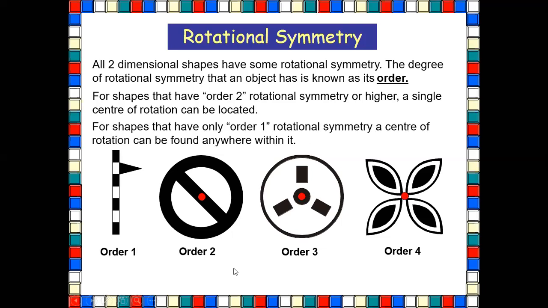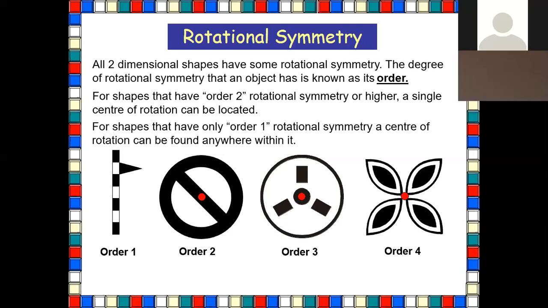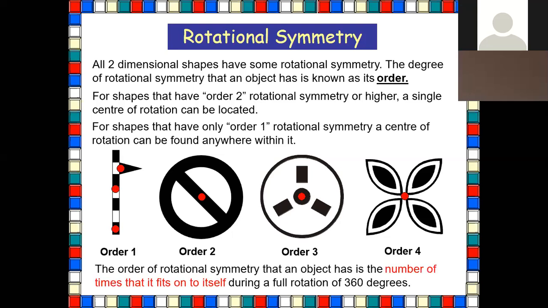Now, for those shapes which have only one order of rotation symmetry, the center can be found anywhere. The first one is showing you that you can have the center anywhere. That means it has only one order. The other ones which have two or three or four have a clearly identified center.